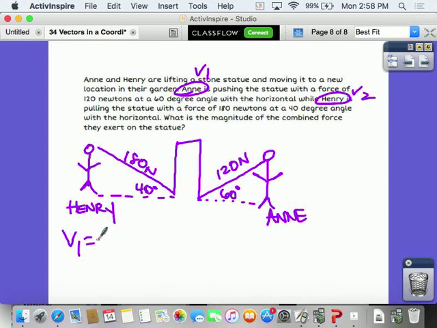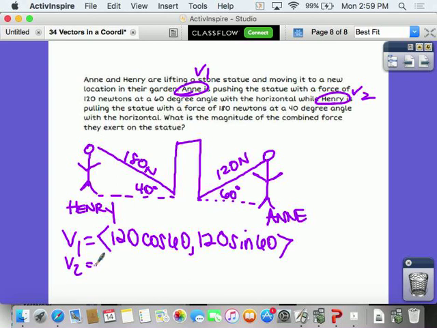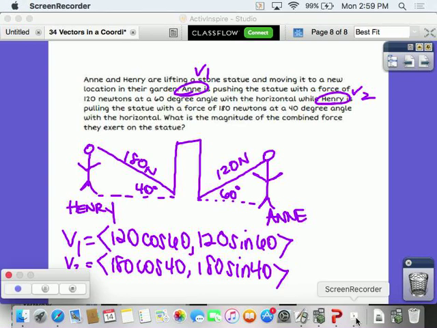What should be the setup for vector 1? In general, no decimals. 120 cosine 60 and 120 sine 60. And then vector 2. And those are the two vectors that you're going to add together and then find the magnitude of. Okay? So go ahead and finish off this problem, and then we'll check in a few minutes.